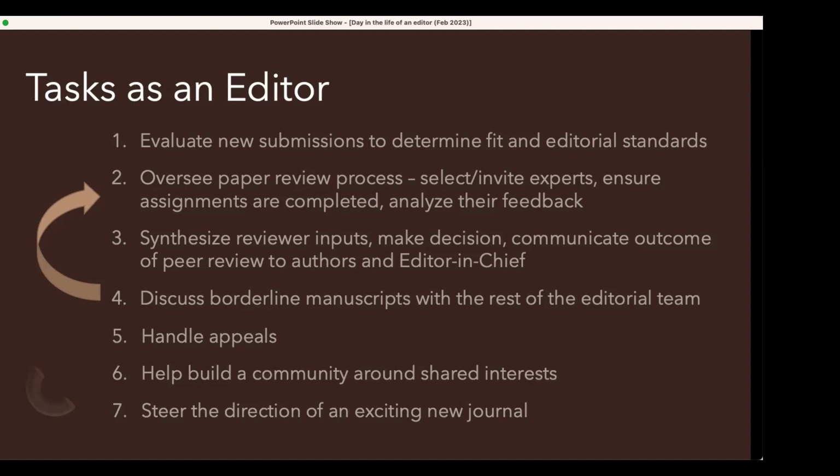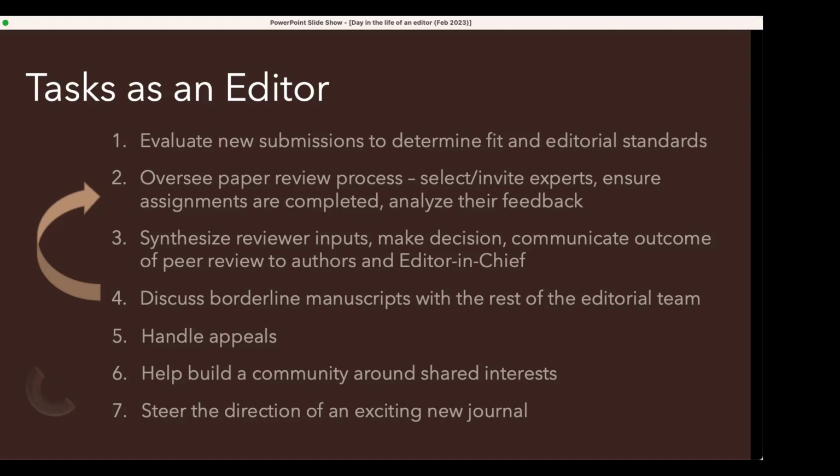And then there's other things that I personally do not directly involve myself in, but sometimes it comes up, like handling appeals. That goes to the editor-in-chief, and then sometimes I get pulled in for an opinion about whether or not the appeal is something that should be moving forward.